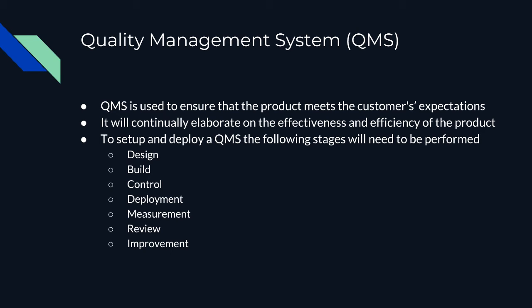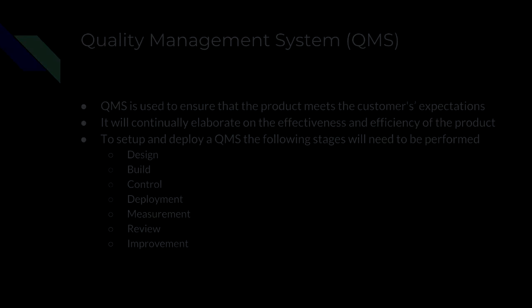Review handles the process of checking how good our QMS is. Reviewing the QMS should always happen regardless of how effective it was. Improvement goes over what was reviewed and attempts to find ways to better improve the process for the next QMS.